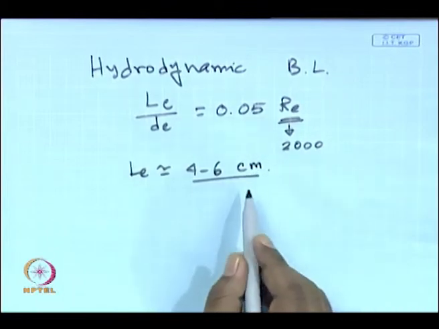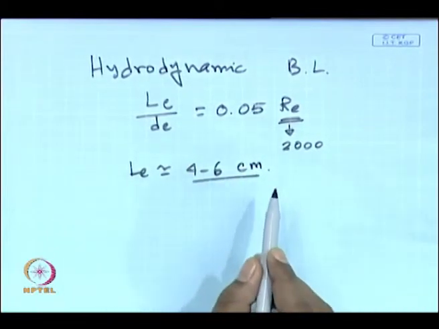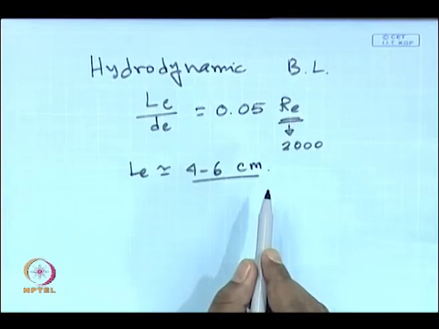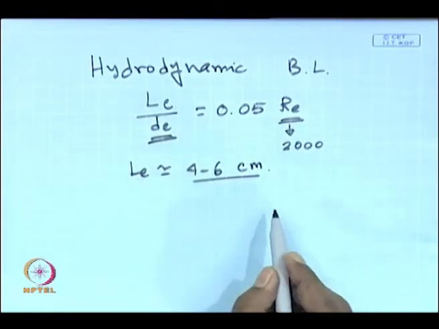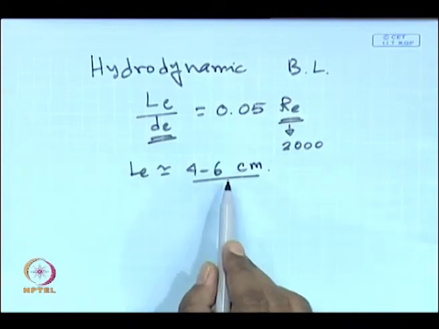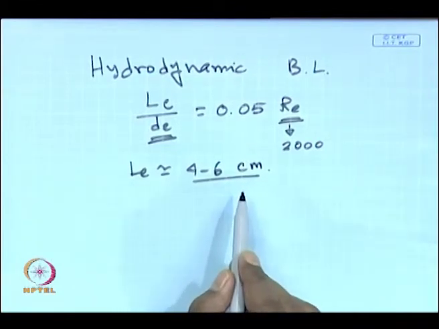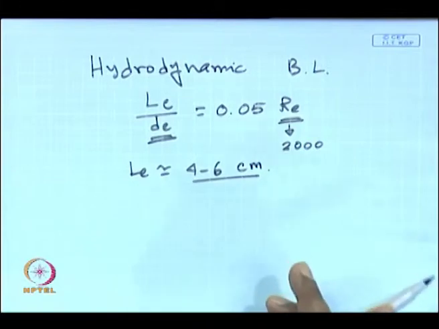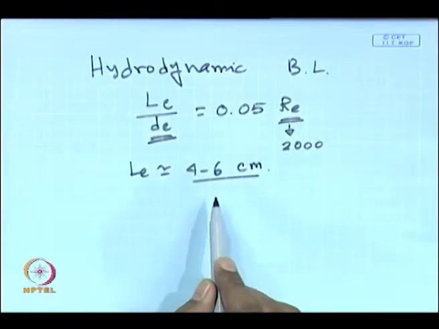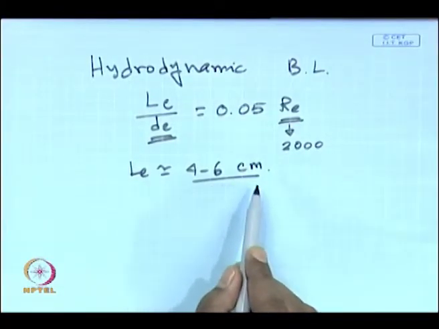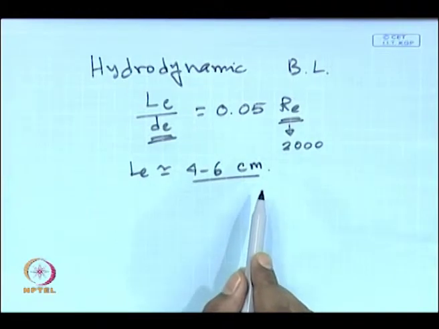So for the channels in the membrane separation units with that thickness, the equivalent diameter, the entrance length for the hydrodynamic boundary layer becomes 4 to 6 centimeter only, whereas the full channel length will be in meters, maybe 100 centimeter, 200 centimeter. So whether you have an entrance length of 4 to 6 centimeter in a channel of length 100 centimeter, it does not matter.